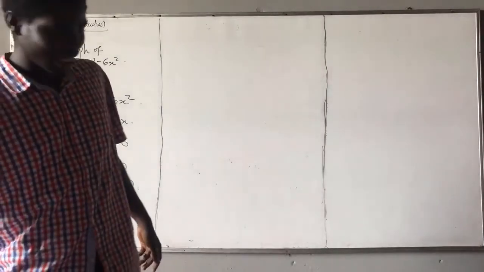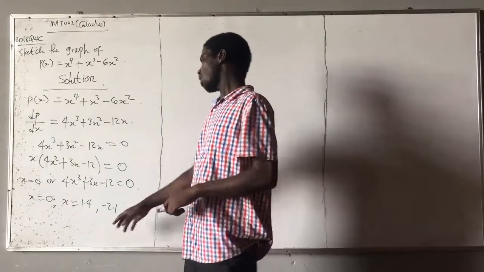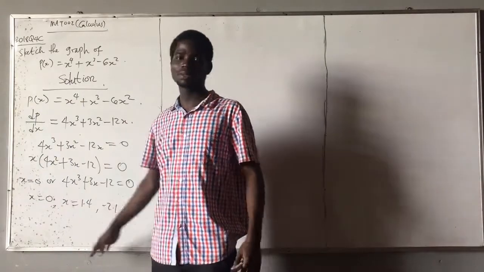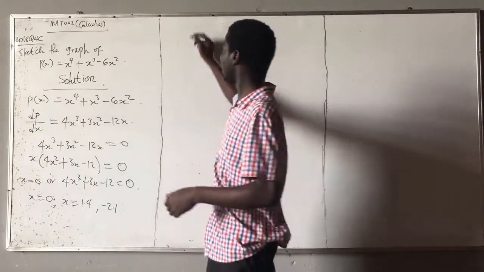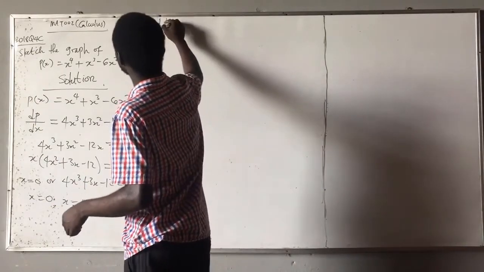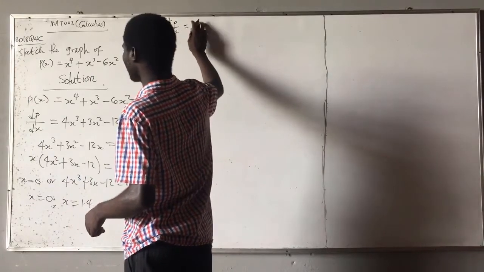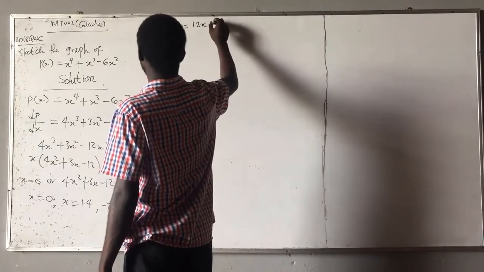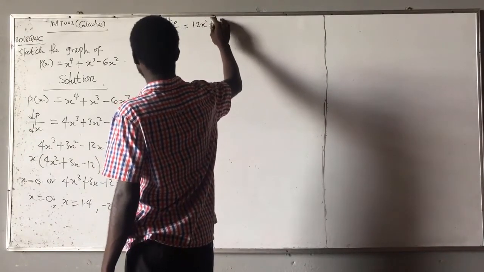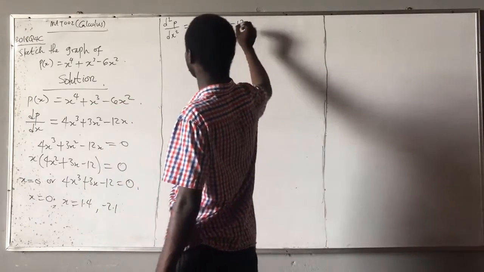Now, let us determine the maximum and the minimum point. You know, this is a turning point, or we call this stationary point. Differentiate this thing the second time. Look at what we have: d squared P over dx squared. This one will give me what? 12x squared plus 6x, right? Minus 12.